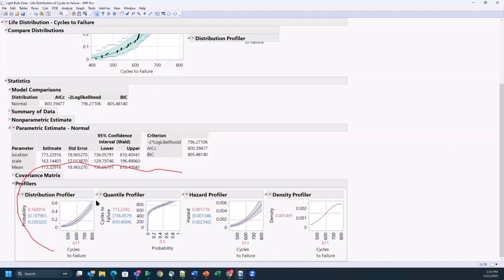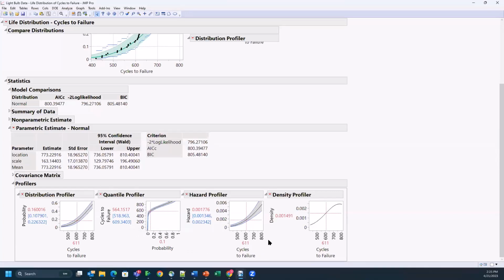This distribution profiler down here is exactly the same as what we saw up above. The second one, the quantile profiler, flips the two axes. So now we can say, when do I expect 10% of my light bulbs to fail? Well, I expect 10% to fail by 564 cycles, between 518 and 609.